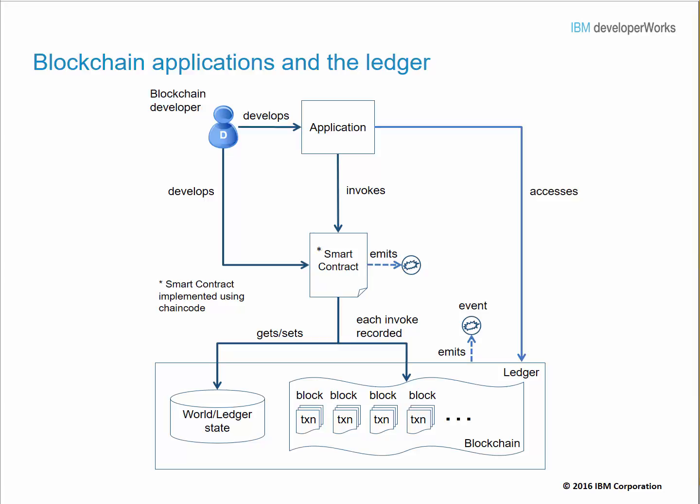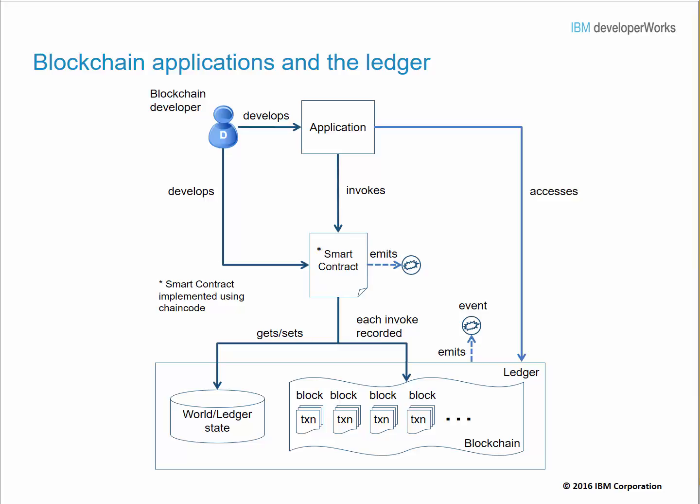And as you can see, the applications can invoke smart contracts, and they can also access the ledger directly. Also, from our diagram, you can see both smart contracts and the ledger can emit events, and these applications can actually consume and act on those events as needed. So they can monitor specific events and take actions as required.